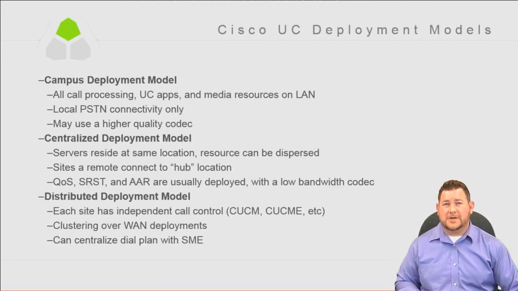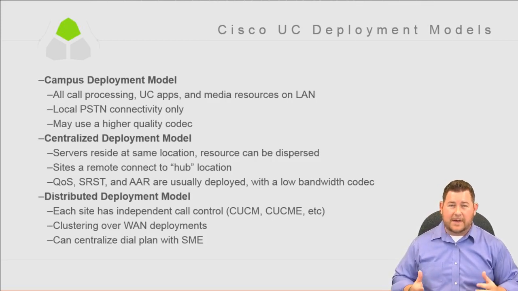All right, so the UC deployment models. We have, first of all, the campus deployment model, which is basically where everything is contained at one site. Let's say you have just a headquarters location, and that's your entire company. So you have all your collaboration equipment at the one site: your communications manager, your media resources, your gateway. Everything is contained in one site.